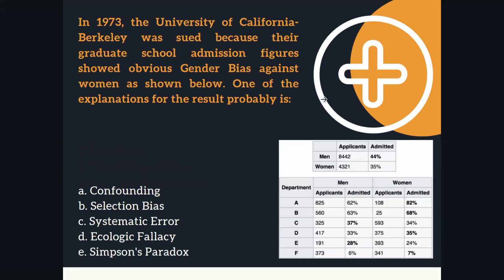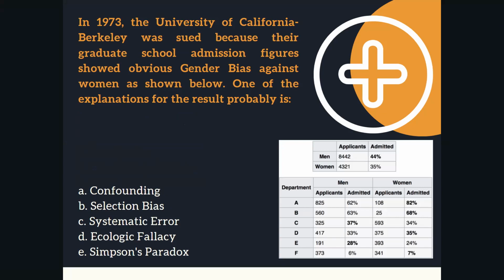In 1973, the University of California, Berkeley was sued because their graduate school admission figures showed obvious gender bias against women, as shown below. One of the explanations for the result probably is A, confounding, B, selection bias, C, systematic error, D, ecological fallacy, and E, Simpson's paradox.